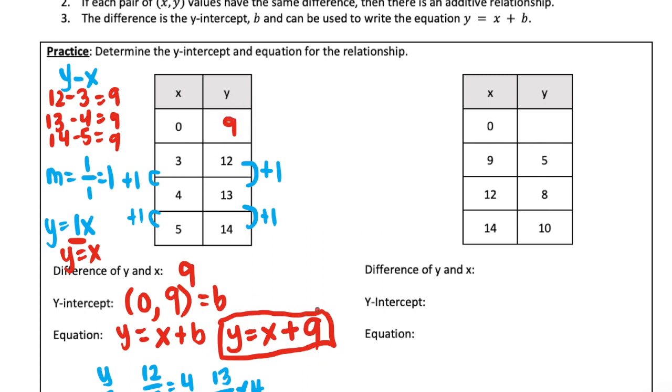So whatever you're ending up adding on to x here is just going to be where your graph will cross the y-axis. So if you want to try it on this one, go ahead and pause the video. Otherwise, just keep watching.